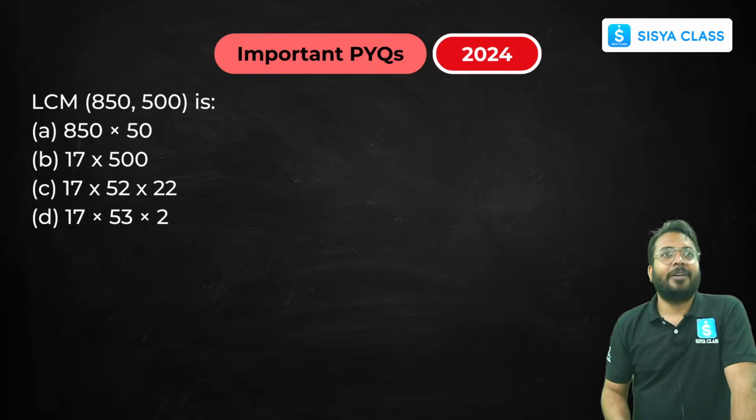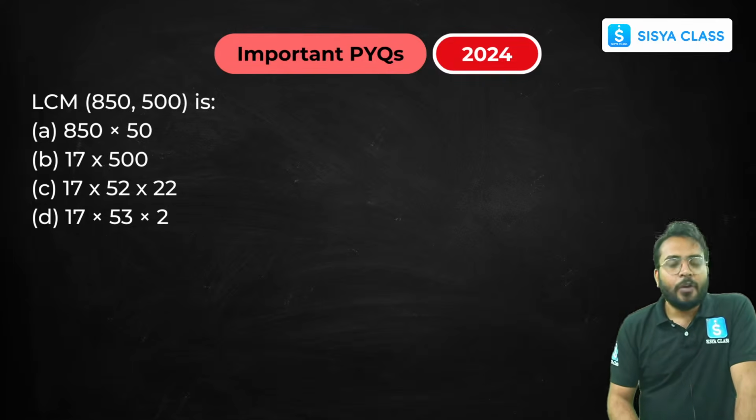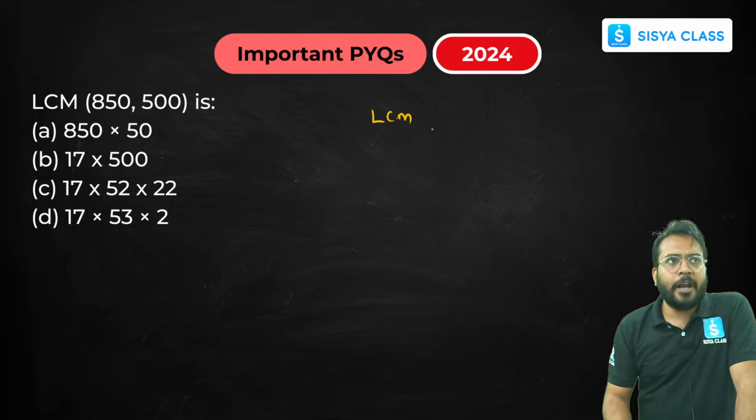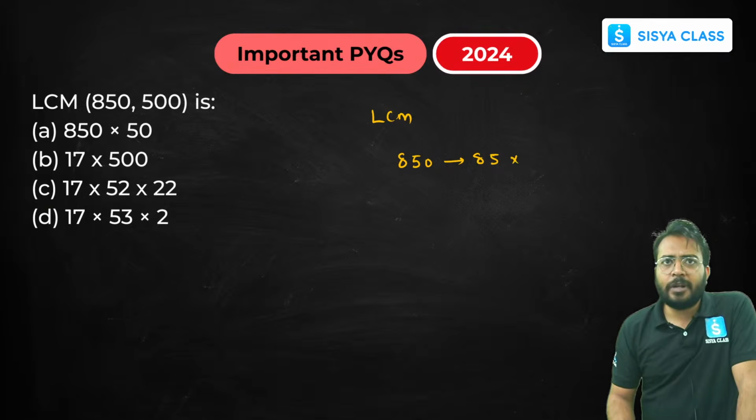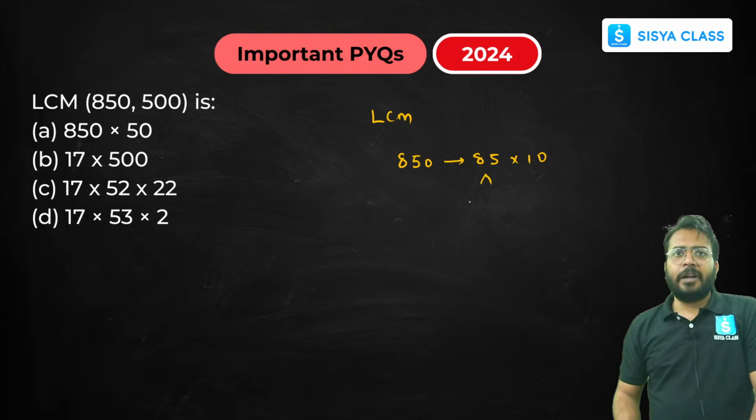Okay, so two numbers are there, we need to find the LCM. How to find the LCM, sir? They are very big numbers, 850 and 500. No issues. I am going to take my first number 850 and prime factorize it. I can break it as 85 into 10, and further 85 can be broken as 17 and 5.